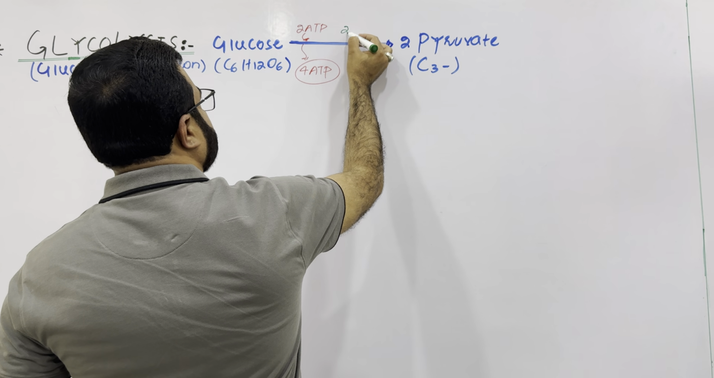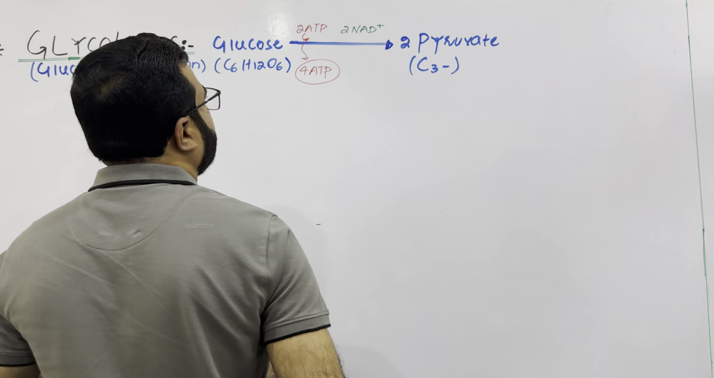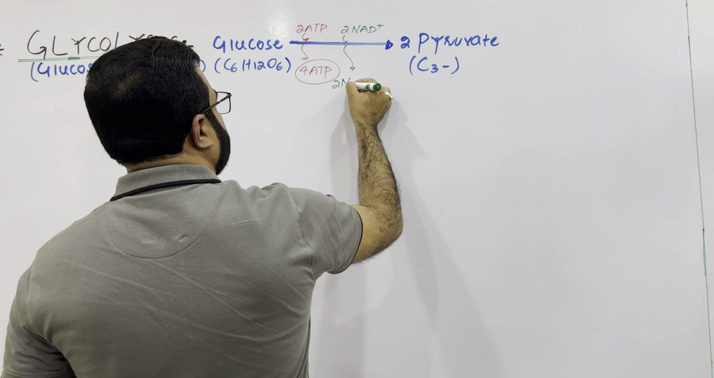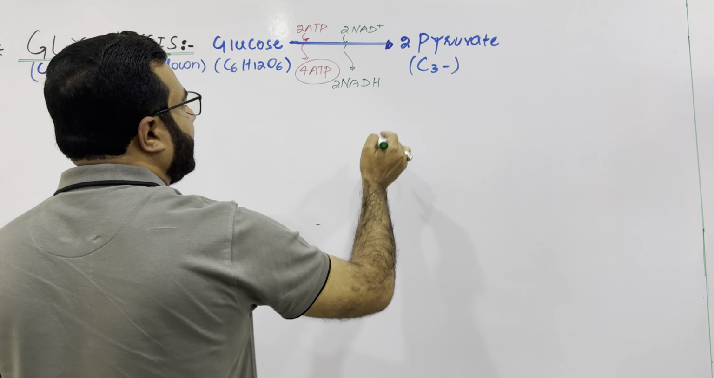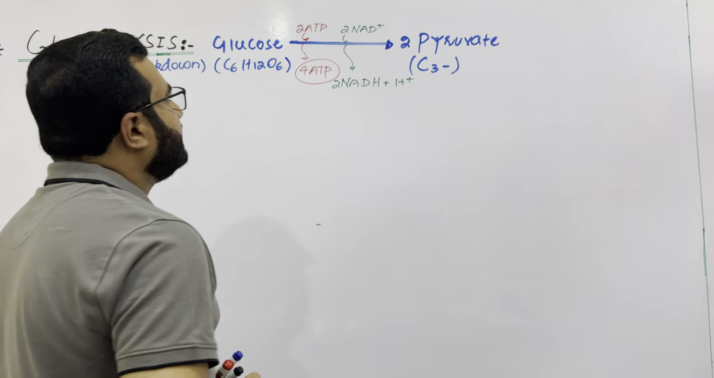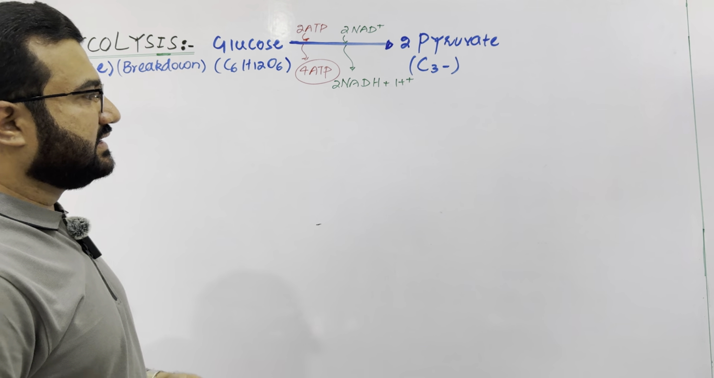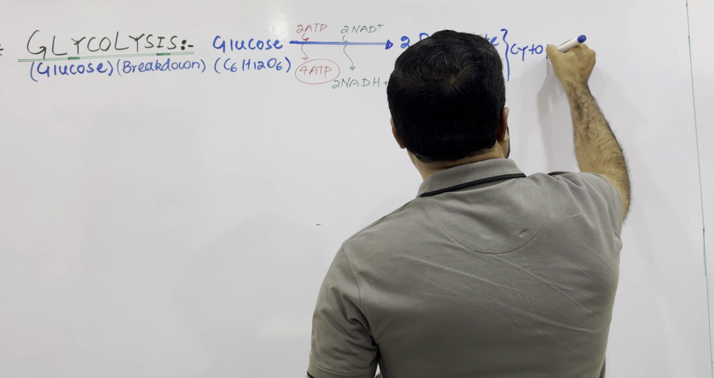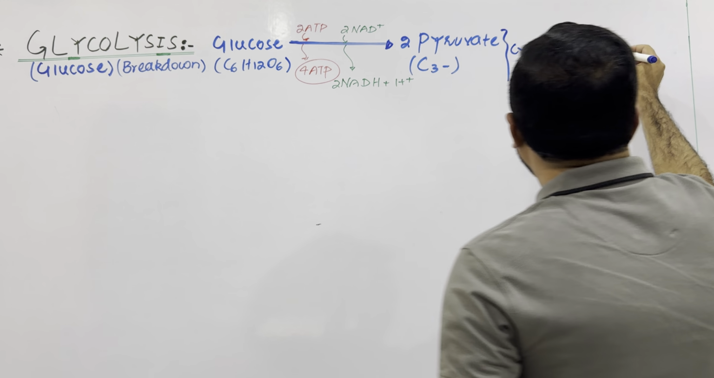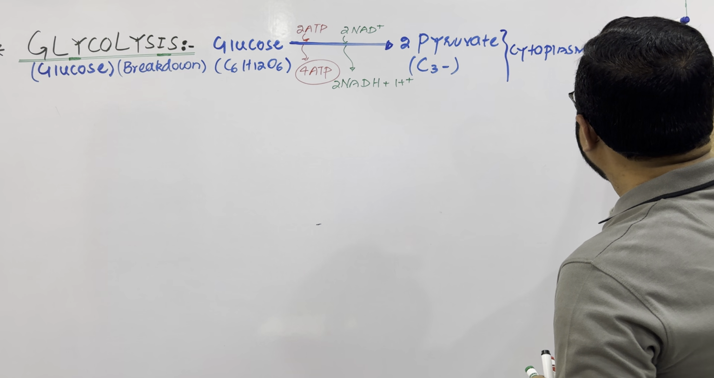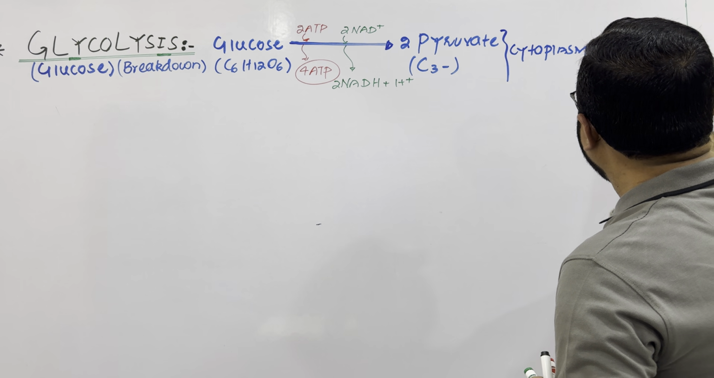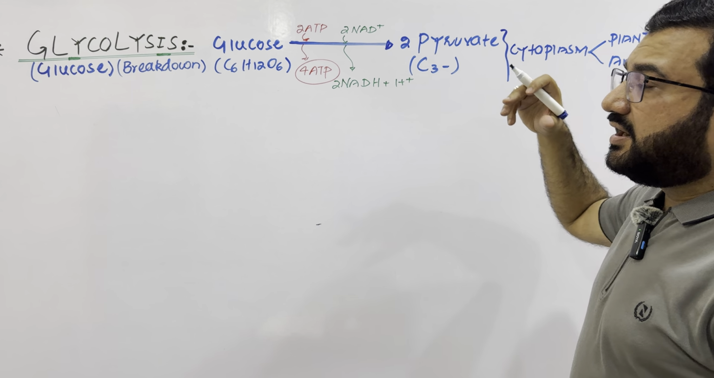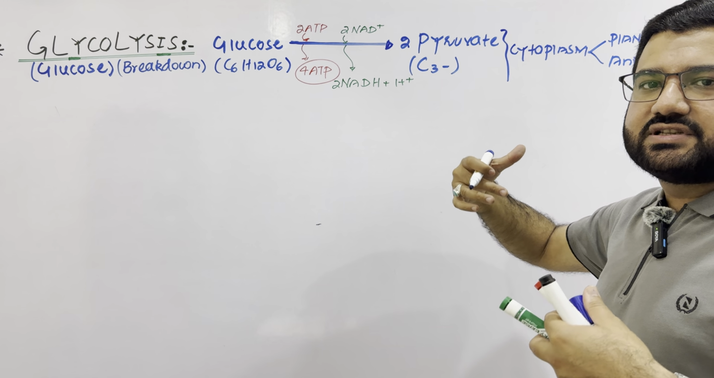Similarly, during this process, 2 units of nicotinamide adenine dinucleotide will be reduced, and we will get 2 units of reduced nicotinamide adenine dinucleotide. So that is the overall reaction of glycolysis. Now this reaction of glycolysis takes place in the cytoplasm, and the cytoplasm of both plant cells as well as animal cells.